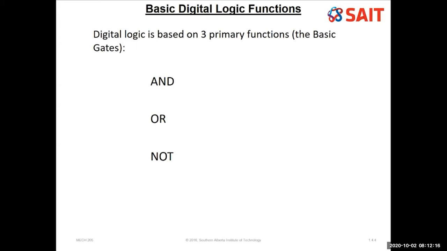Okay, and then the third basic one is a NOT, just an inversion. We invert the decision. Is it light outside? No, it isn't. Okay, shall I turn on the lights? Okay, we just invert. So if it's light outside, we don't turn on the lights. If it's dark outside, we turn on the lights. We just invert the process.